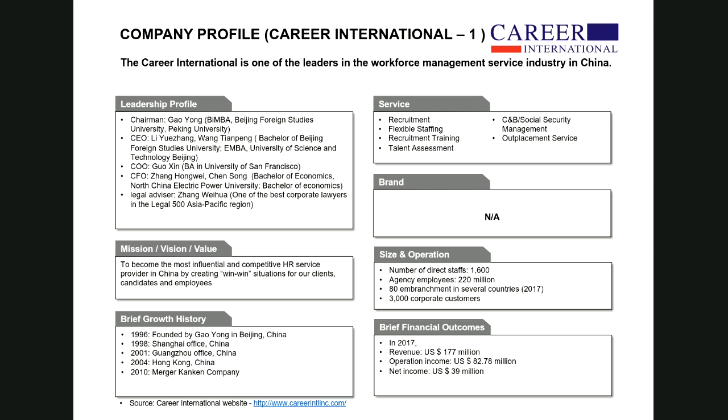And this is another example, Korea International in China. Have you ever heard about Korea International in China? This is a Chinese business. Chairman Gao Yong, MBA, Beijing Foreign Studies University. Do you know this company? Do you know this university? Peking University, Beijing Foreign Studies University. What is this? Beijing Foreign Studies. Eh? What is this? It's a Beijing University?